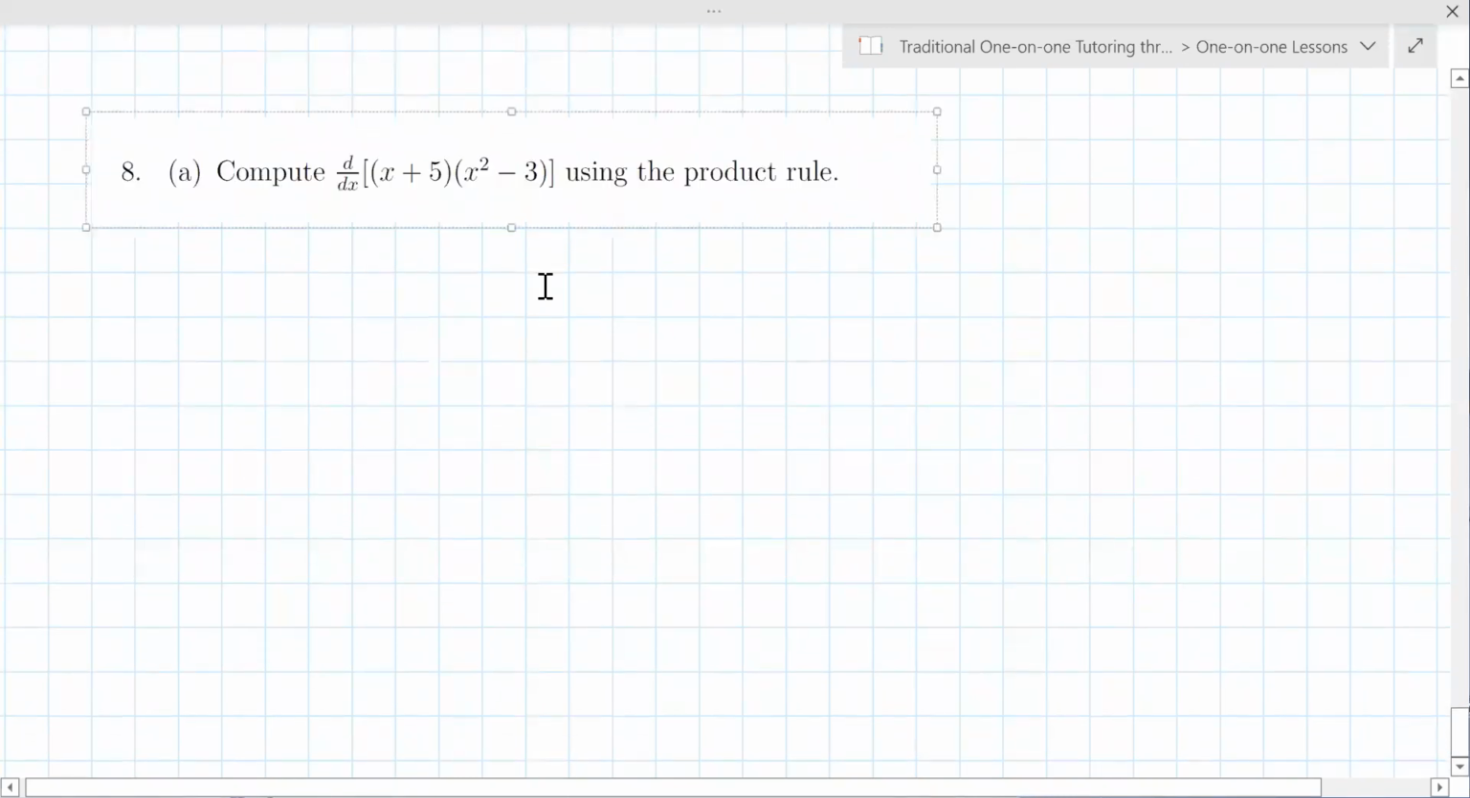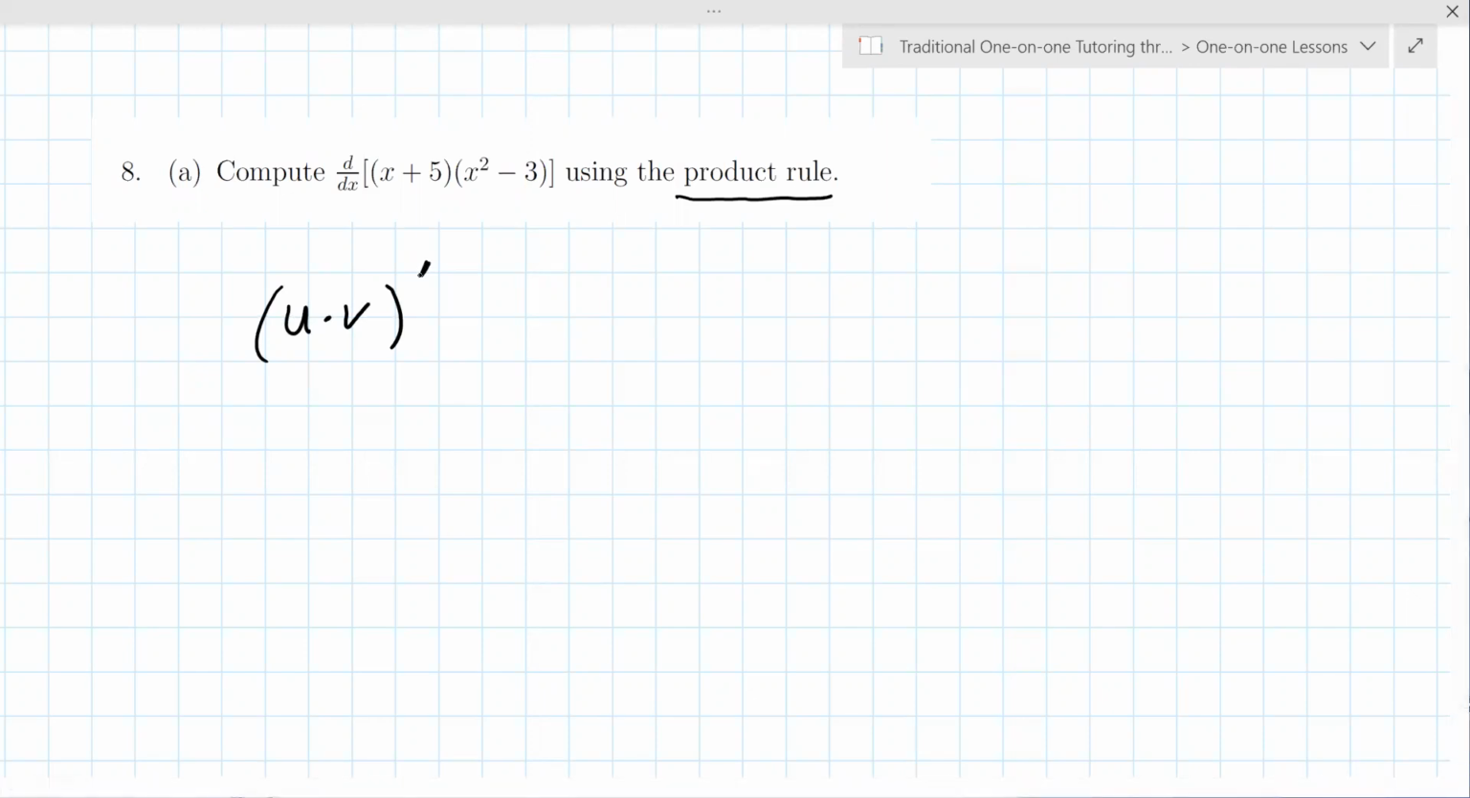All right, compute d dx of x plus 5 times x squared minus 3 using the product rule. You could actually FOIL and then take a derivative, but they're telling you to use the product rule. So let's review the product rule. My preference, Matthew's preference, is to look at it as u times v. Is that what you're using in class, using f and g, or does it matter to you? I think we're using u and v.